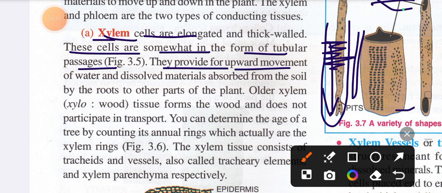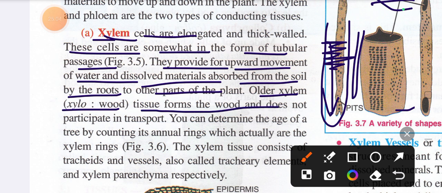They provide for upward movement of water and dissolved material absorbed from the soil by roots. So they provide the upward movement for the water by capillary action, and whatever dissolved material is there inside the soil, they carry through them and provide it to the other parts of the plant. Older xylem tissue forms the wood and does not participate in transport. Of course, after a certain limit, the tissue will lose its capacity to do its work. It will get old like a human being. So these xylem tissues which are old will become part of the wood, and then they will not function properly.